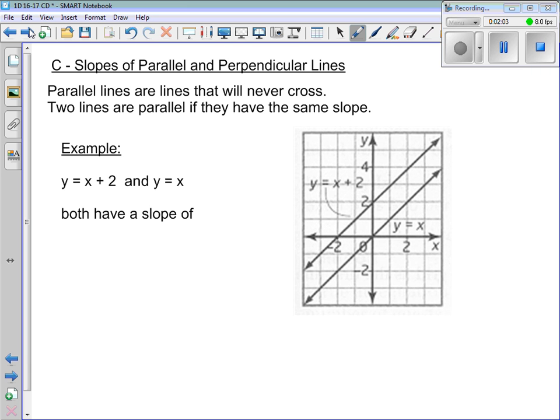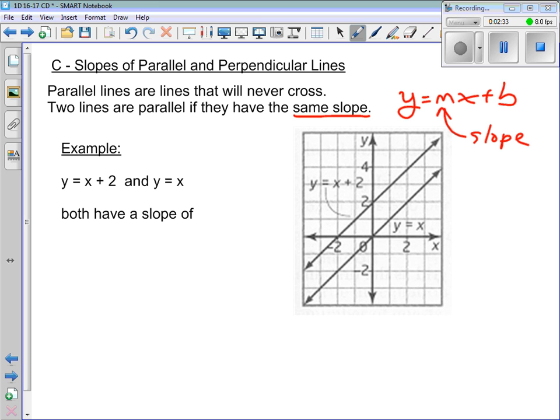So to recap some stuff we've already talked about. Parallel lines are lines that will never cross. Two lines are parallel if they have the same slope. Okay? So you can look at an equation and you can figure out whether two lines are going to be parallel or not. If we have an equation in the form y equals mx plus b, we know that this m right here is our slope.